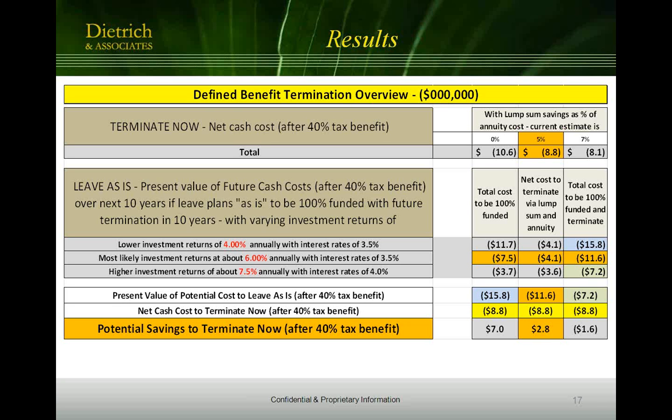In comparing the termination now with the status quo, or leave as is, there are clearly some economic advantages to doing something with the risks associated with this plan, moving that risk to a third party.